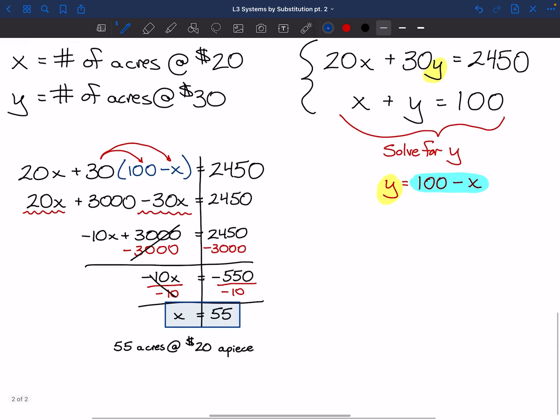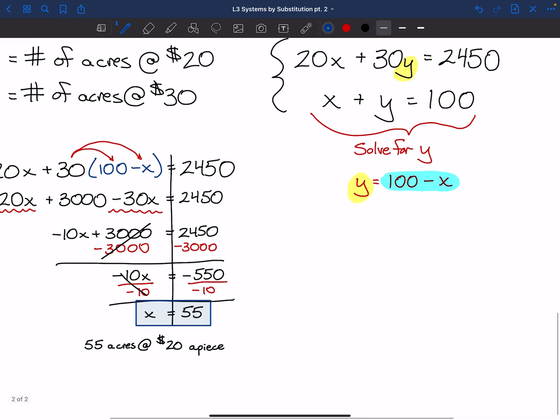What we need to do is plug that back in to figure out what y is. So I'm going to go back to my original equations. We had x plus y equals 100. I'm going to plug it in there.